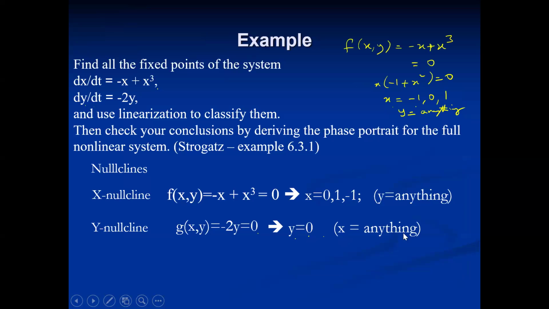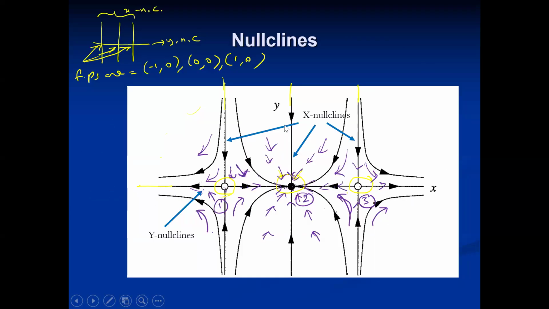Now y equal to 0, x is anything. That's basically the x-axis, because y is 0 on the x-axis, x is anything. So this is a very constrained set of x and y null points. So look at the intersection points of this. You see the three intersection points here, here, and here. Now the question is, what is their stability like?